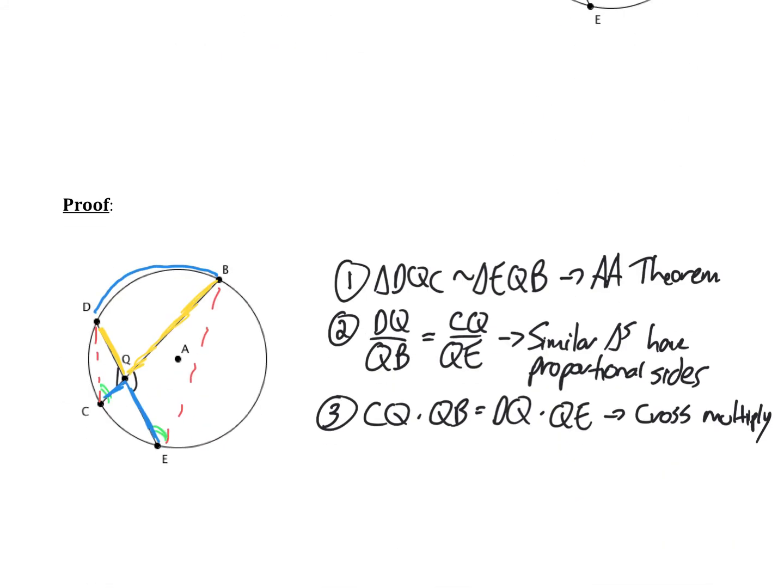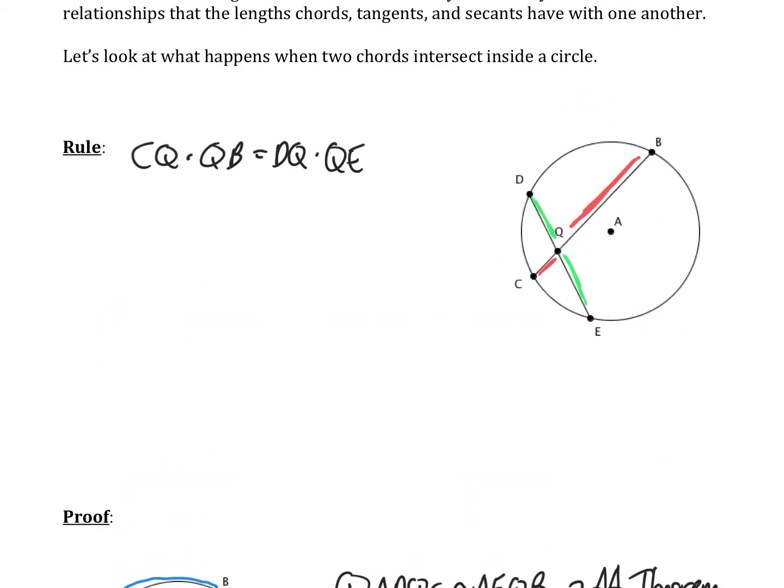Okay, so just to quickly review, proof's good to know. But in reality, what are we really talking about? When we have two intersecting chords, the product of the two smaller, again, they're not chords, but we'll call them that for now, the product of the two parts that each chord is broken up into is equal to each other, right? So those two parts in red multiplied by each other are equal to the two parts in green multiplied by each other.